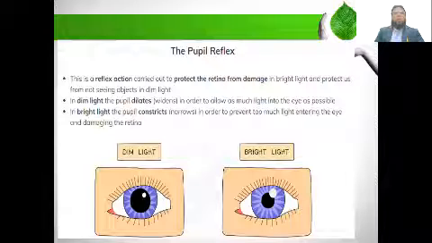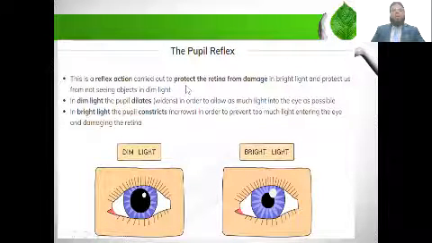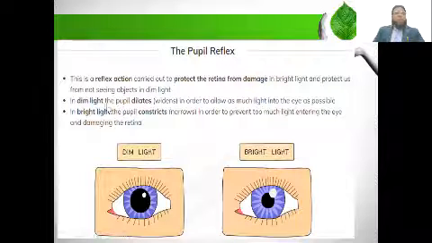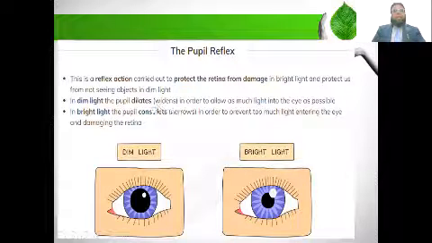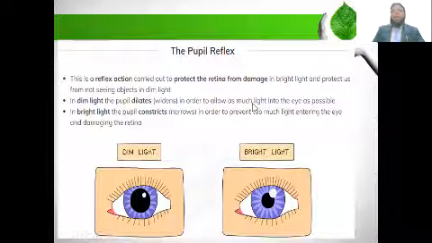Now come to the pupil reflex. This is a reflex action carried out to protect the retina from damage in bright light and protect us from not seeing objects in the dim light. So in dim light, the pupil dilates. When we see things in the dark, the pupil dilates. Dilates means widens, in order to allow as much light into the eye as possible.